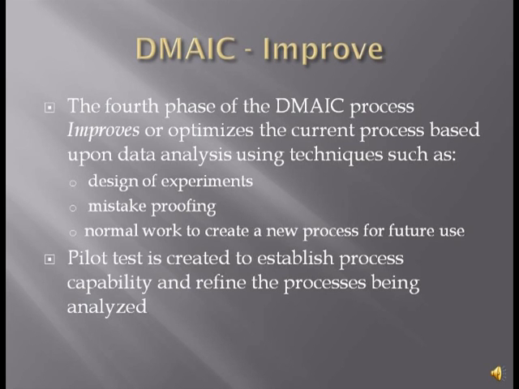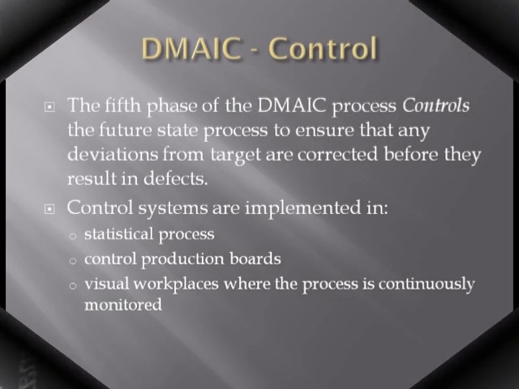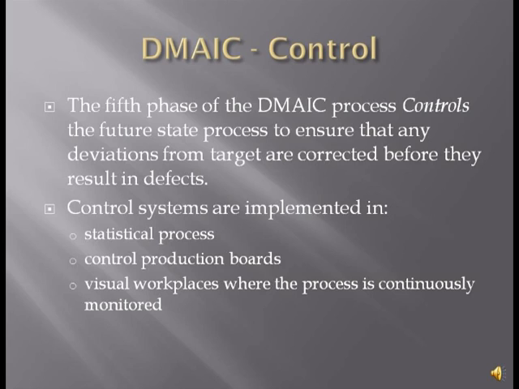The fourth DMAIC step improves and optimizes the current processes. Pilot processes may be created to test proposed improvements. These improvements will be measured and analyzed for their effectiveness. The final phase of the process controls for process deviation. Controlling for deviation can involve statistical analysis, business controls, and other tools. This step ensures that the improvements are continually followed.